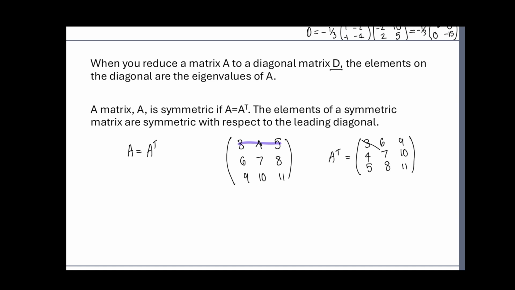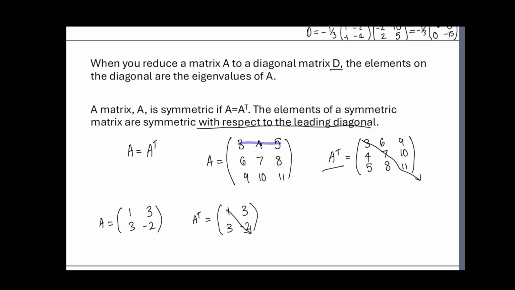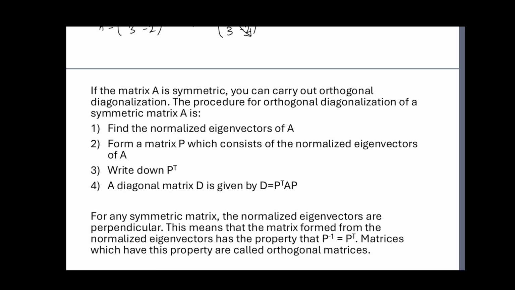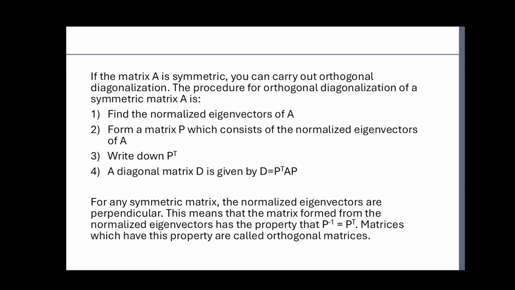Something you should notice is that the leading diagonal stays the same, hence why it says with respect to the leading diagonal. And this matrix is not equal to this matrix, hence A is not a symmetric matrix. If we had, for example, 1, 3, 3, minus 2, and we worked out the transpose, this would be a symmetric matrix along the leading diagonal because they're both the same thing. Moving on, if the matrix A is symmetric, you can carry out orthogonal diagonalization.